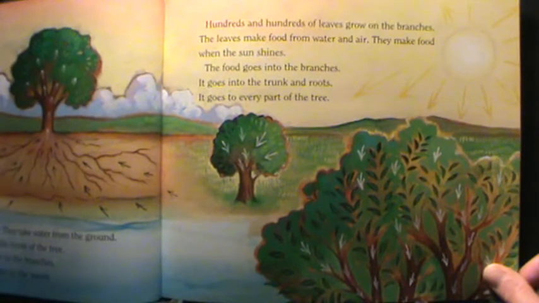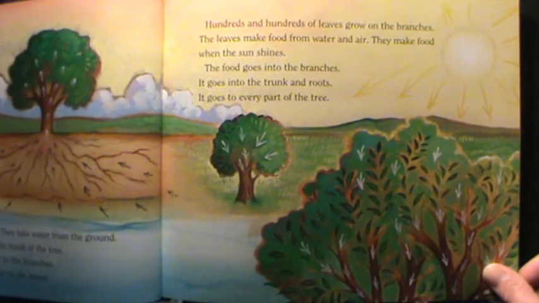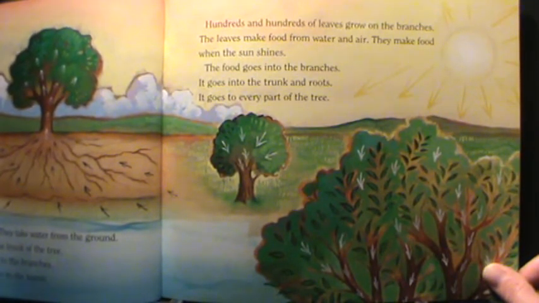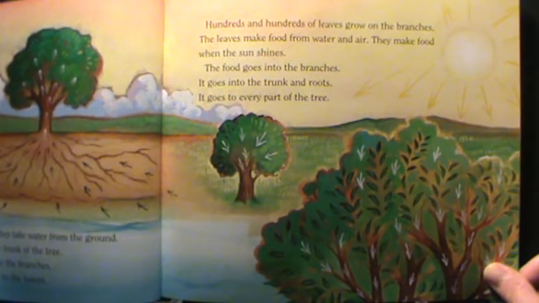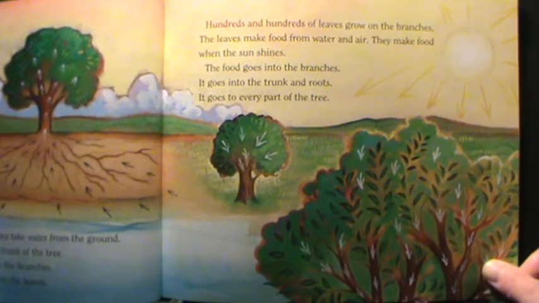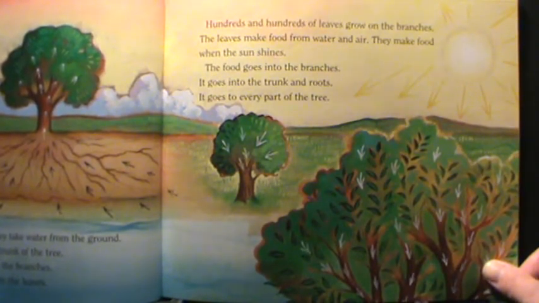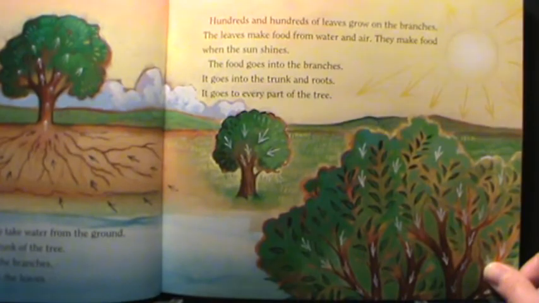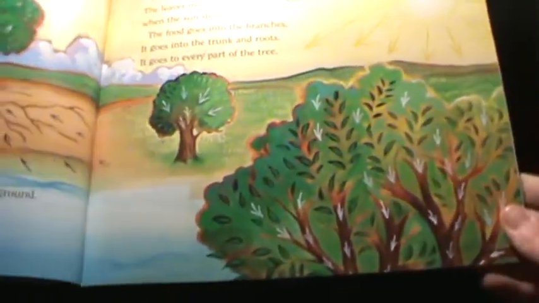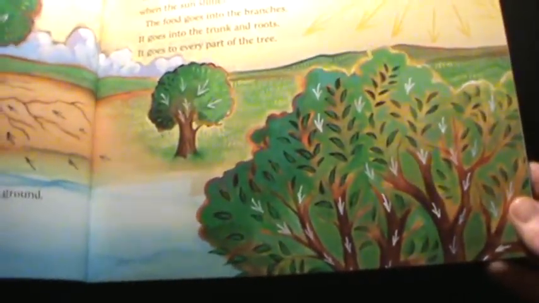Hundreds and hundreds of leaves grow on the branches. The leaves make food from air and water. They make food when the sun shines. The food goes into the branches. It goes into the trunk and roots. It goes to every part of the tree. So now it's showing you how the food moves from the leaves down through the tree.